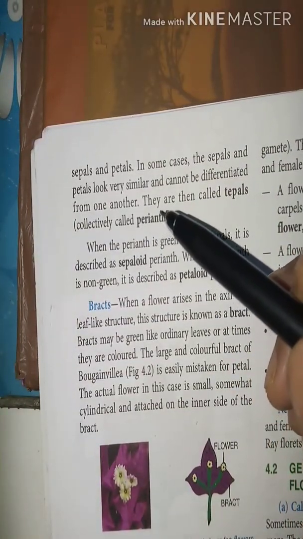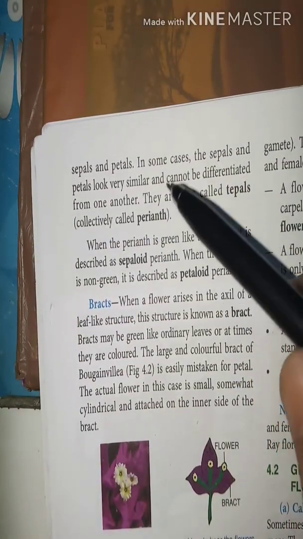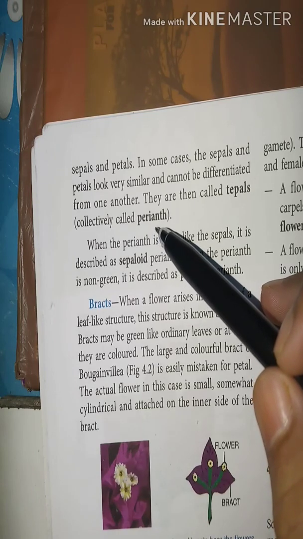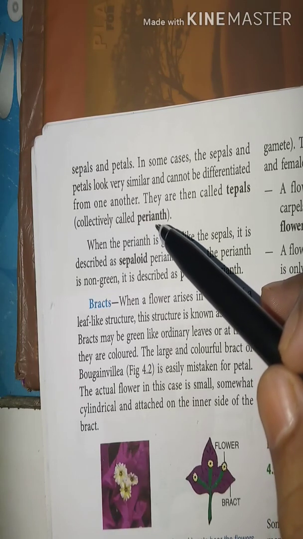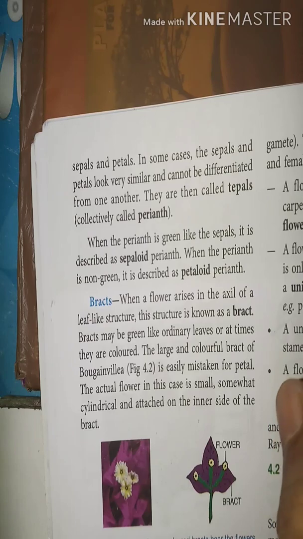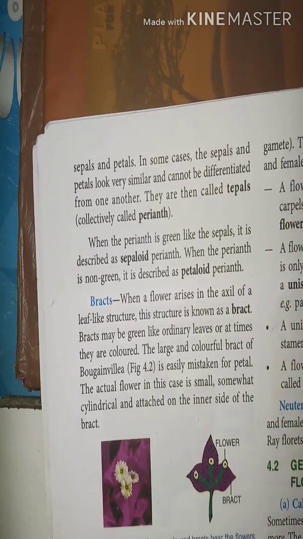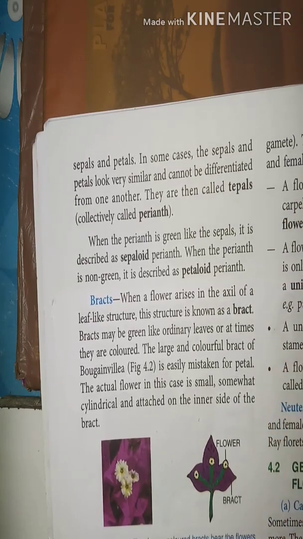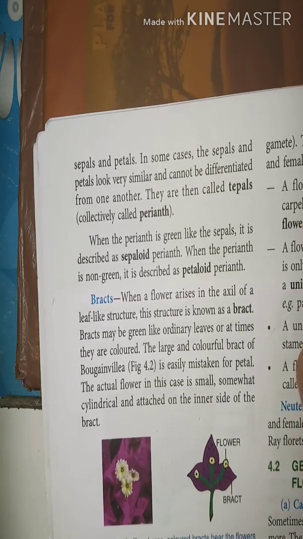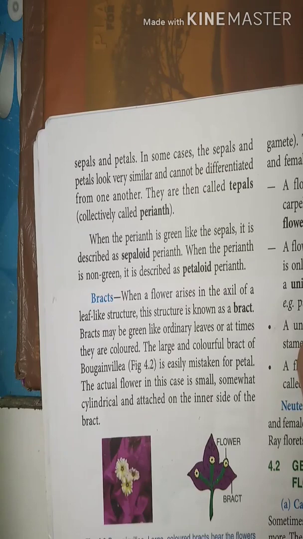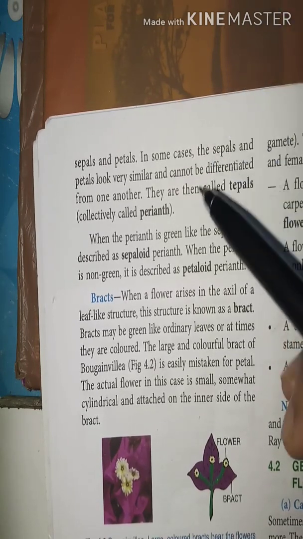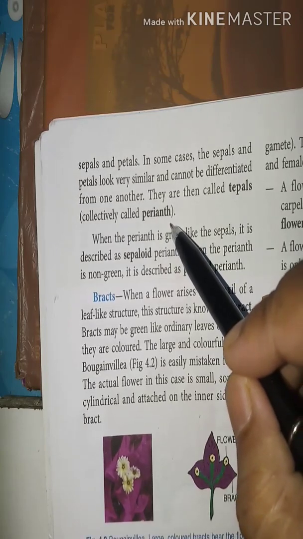In the last session, we discussed the perianth. So, what is perianth? Undifferentiated sepals and petals, or when sepals and petals are fused with each other, so it is difficult to differentiate them individually. Such petals and sepals are known as perianth.